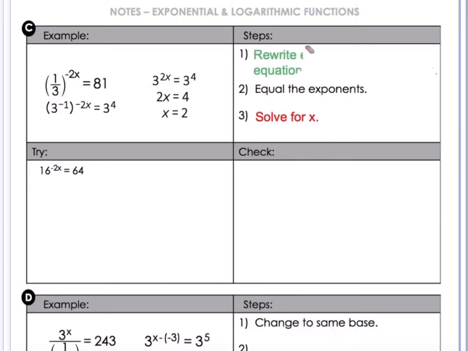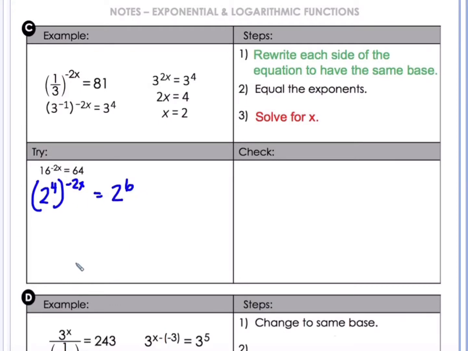So we're going to say that the first step for this one would be rewrite each side of the equation to have the same base. And then from there we can follow the same steps as we did for letters B and C. All right, let's try together, and we will rewrite 2 to the 4th, because that would be 16, to the negative 2x power equals 2 to the 6th power.